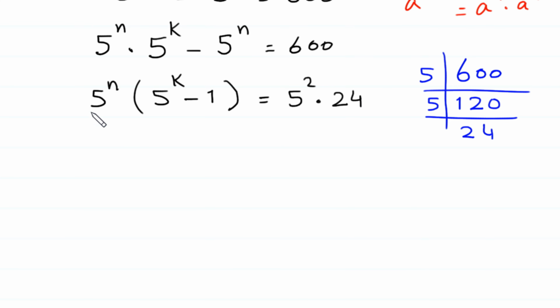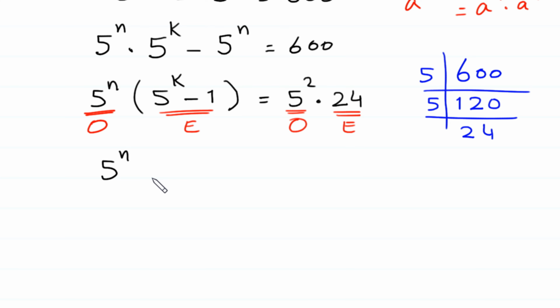Now it is a fact that 5 to the power any number is an odd number. So this number 5 to the power n is an odd number. And this number 5 to the power k is also an odd number. But when we subtract 1 from it, it becomes an even number. And at the right side, this number 5 to the power 2 is 25. That is an odd number. And this number 24 is an even number. So we write this odd number equal to this odd number and this even number equal to this even number.